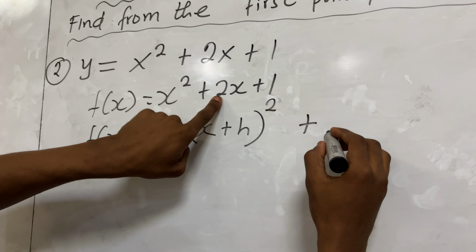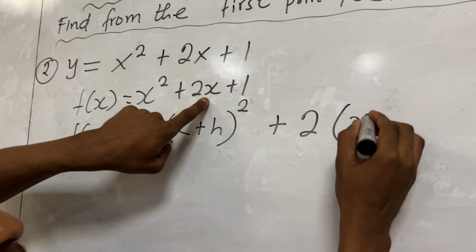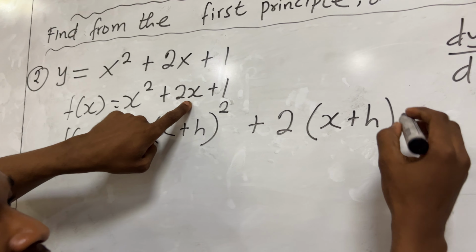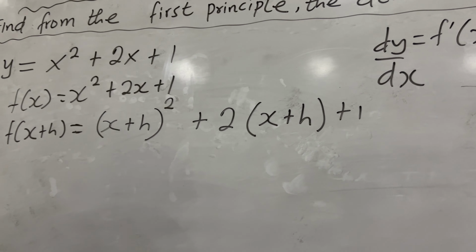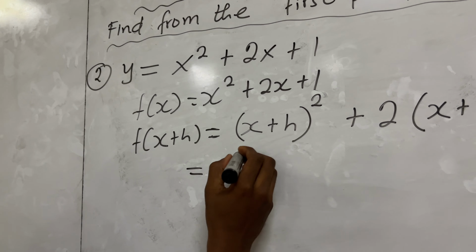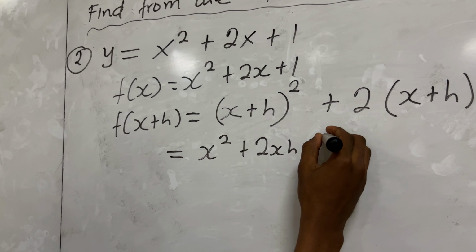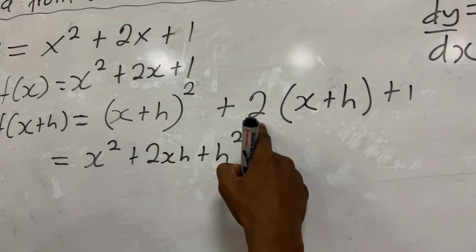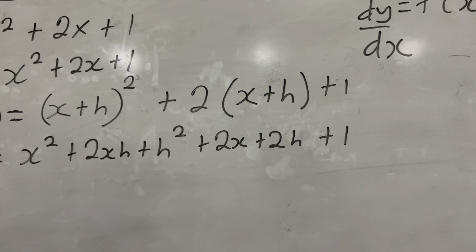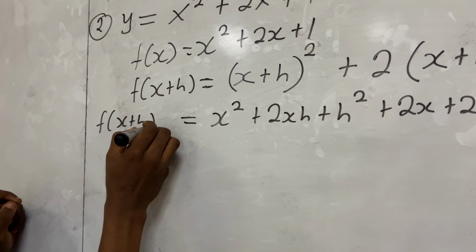Then plus, I have 2 here. Then I have x here again. So I'll write my x, then I'll increase it by h. Remember, wherever you see x, you write x plus h. Then plus my 1 over here. By expansion, when I expand this, I'll get x squared plus my 2xh plus my h squared. Then plus, when I expand this, I'll get 2x plus 2h. Then plus my 1. That will give me my f of bracket x plus h.